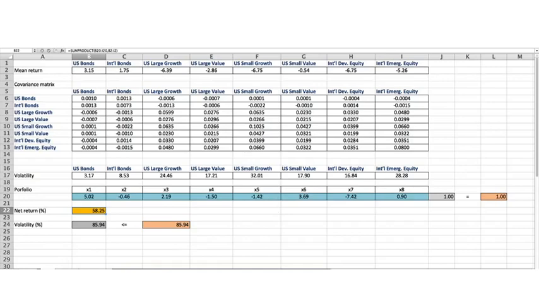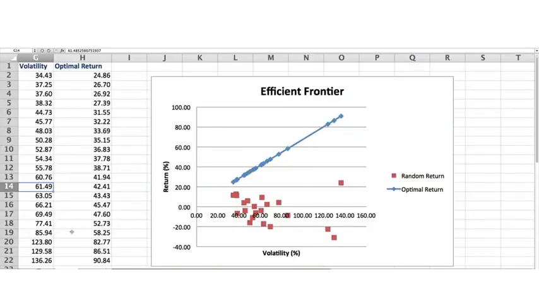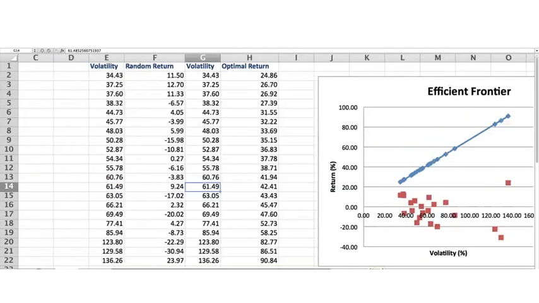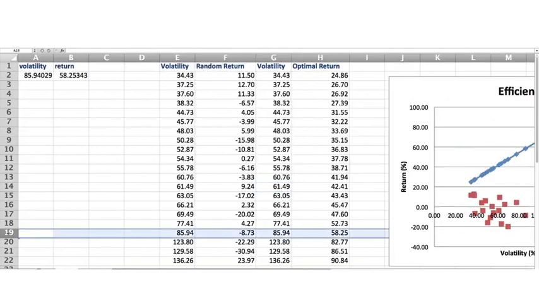And if you look at this particular data set, the optimum return for that particular risk level, let me go back, 85.94. The randomly generated point was minus 8.73. The best possible return is 58.25, which is exactly what we just computed.